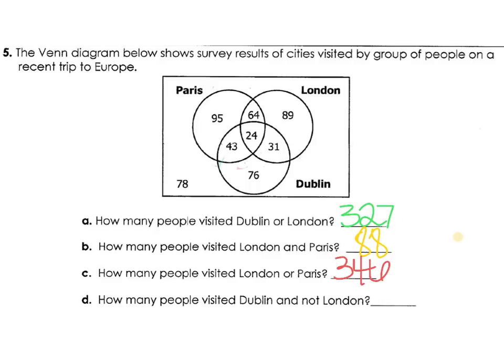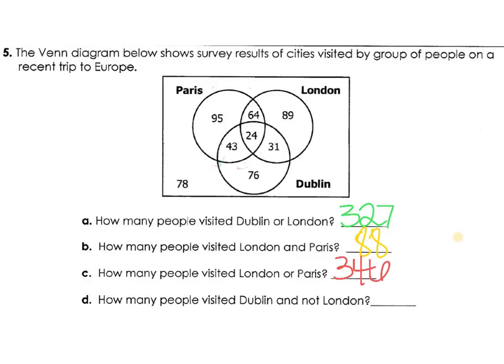Now, part D is asking us, how many people visited Dublin and not London? So who went to just Dublin? What was I saying? How do you pronounce it? Okay, it is Dublin. I just looked it up just to be sure. So how many people just visited Dublin and not London?